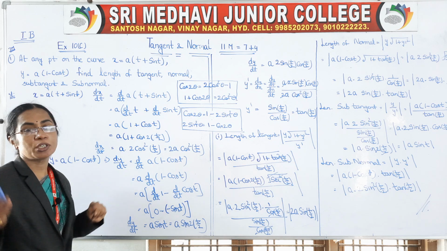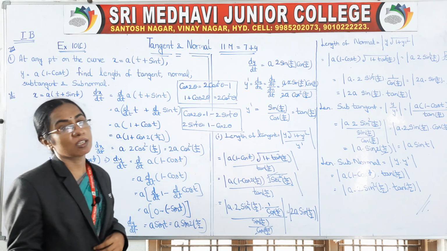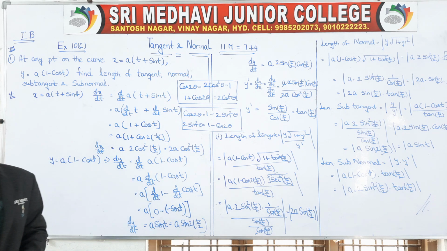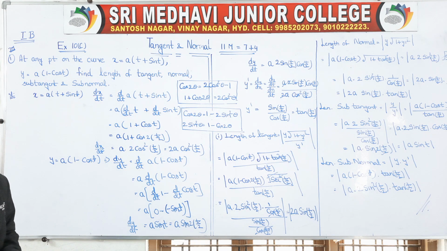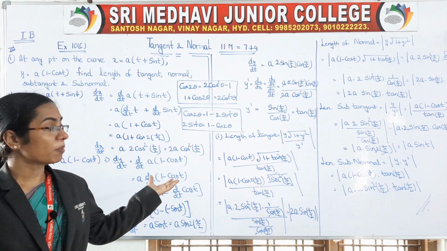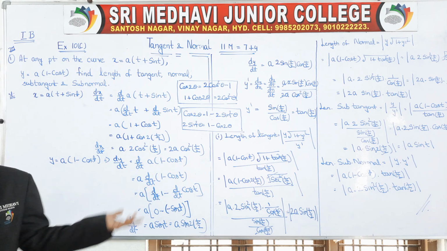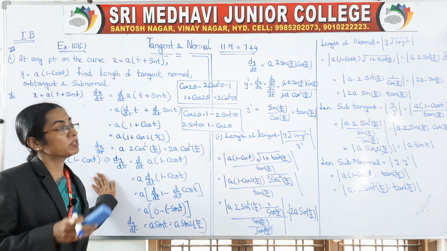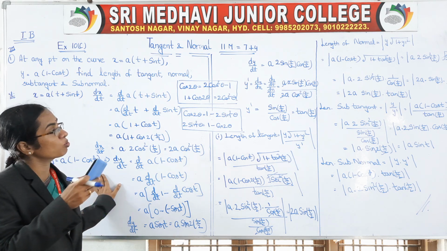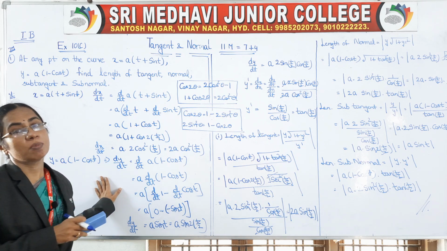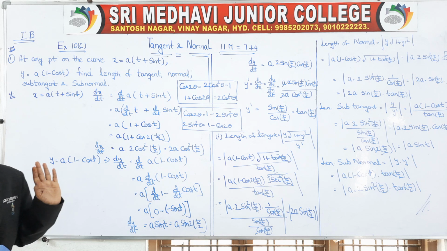Sometimes they will ask only 2, length of the tangent, length of the normal, or sometimes length of the tangent, length of subtangent, like that also they can ask. So very rarely they will ask all the 4, but if you are perfect with all the 4, you can do any 2 very easily. Okay, so don't give up this problem just by seeing it is lengthy and so many trigonometric formulas are there. No, it is very simple problem. If you start doing, you will get it, right?